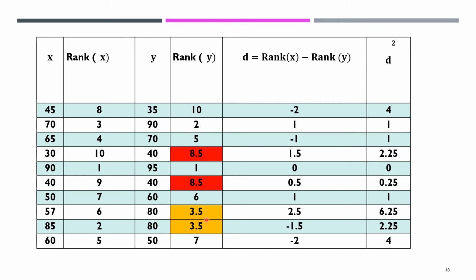There is a tie between the rank 3 and 4, which means you have to take the average of the ranks 3 and 4. So we will get 3 plus 4 divided by 2, that is 3.5, 3.5. So now third is gone, fourth is gone. Next is the fifth rank.